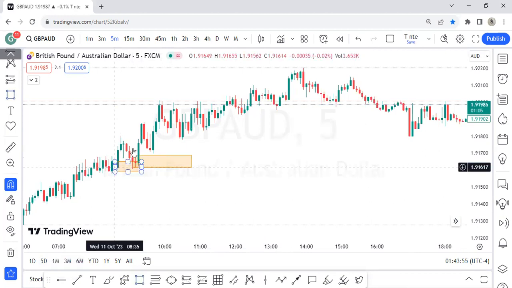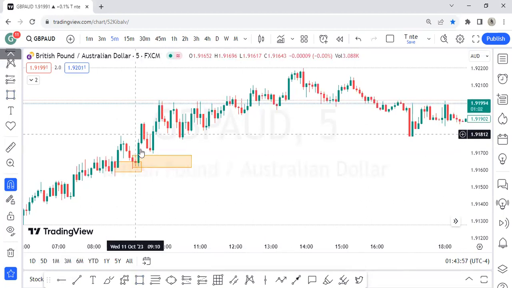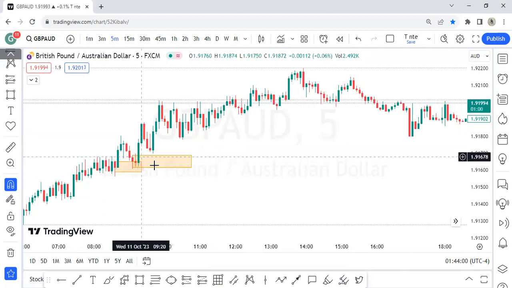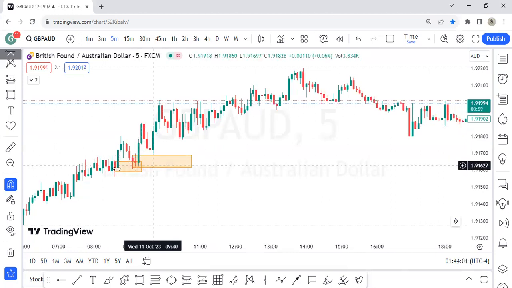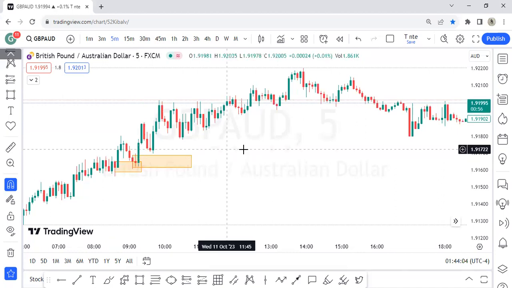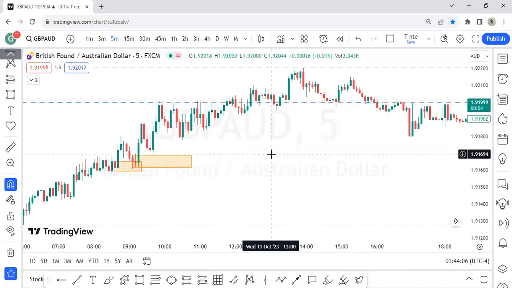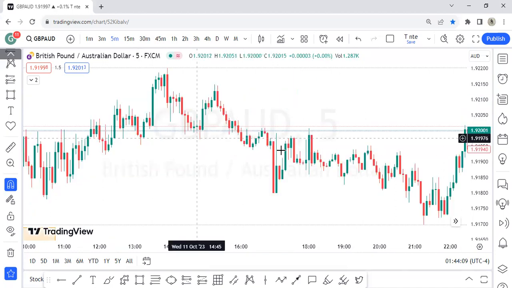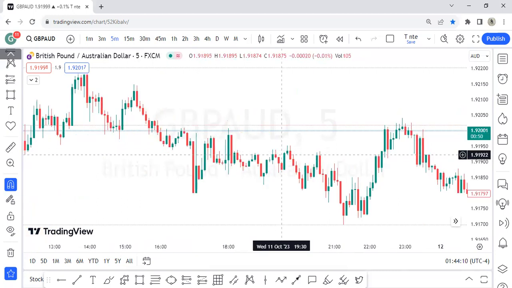This candle tapped into the other block and then made a new high. So this candle becomes a new other block. So this now becomes a proportion block. That's what it simply means: an other block inside an other block. That's what a proportion block is. Very, very easy.